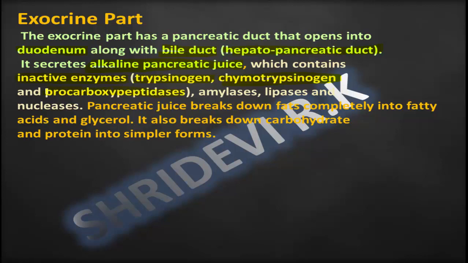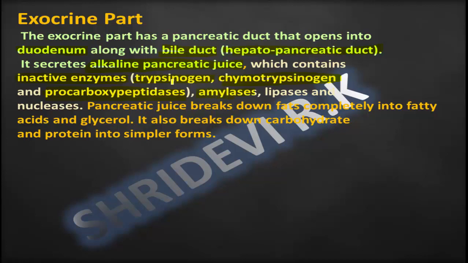procarboxypeptidase. See, how do you identify whether the given enzyme is in the active or the inactive condition? Along with the enzyme name, if the suffix is gen, as here with trypsinogen and chymotrypsinogen, this suffix indicates they are inactive enzymes. If the prefix is pro, as in prorenin or procarboxypeptidase, this is also an indication that the enzyme is in the inactive condition. Apart from that, it contains amylase.